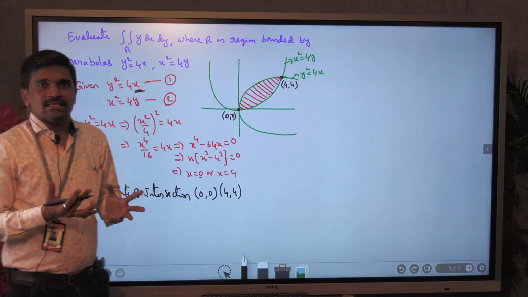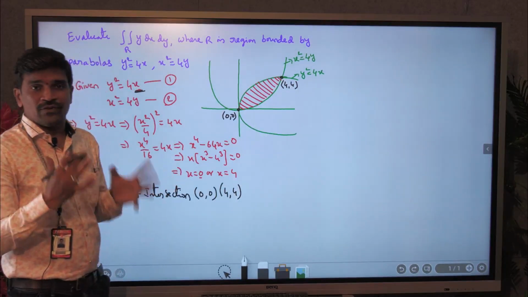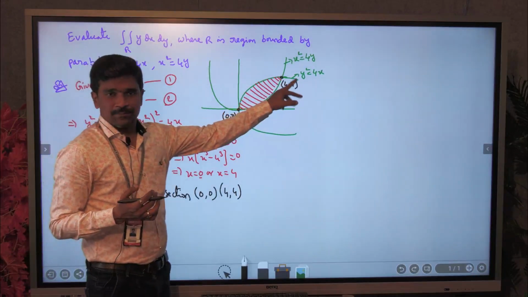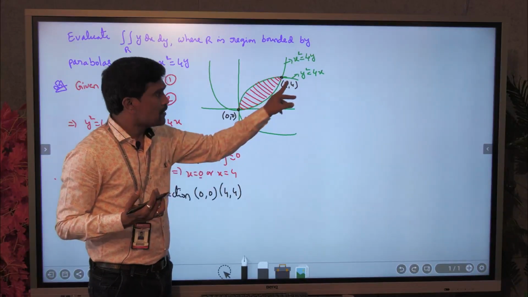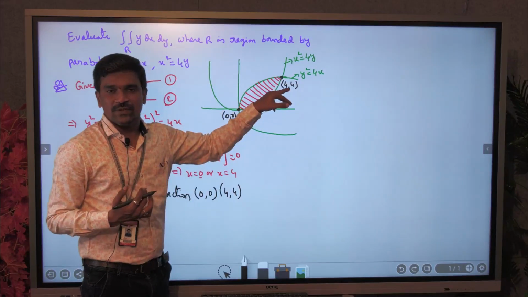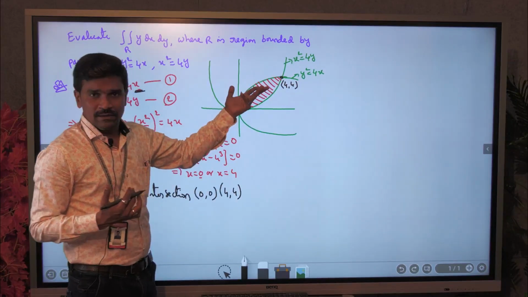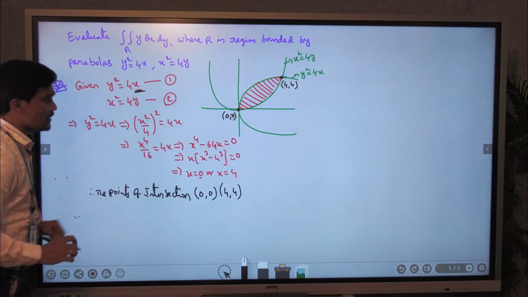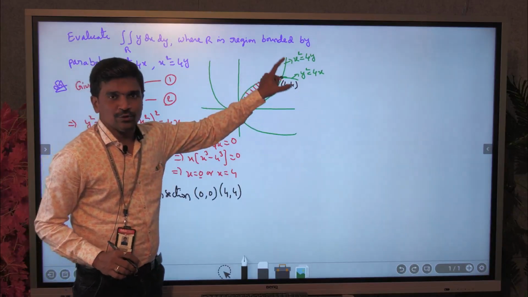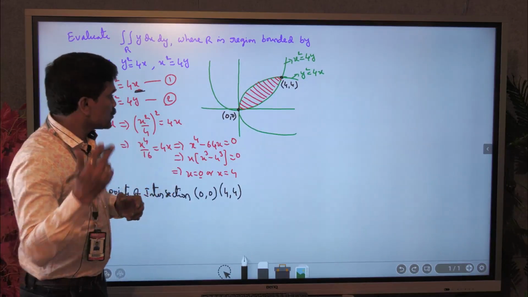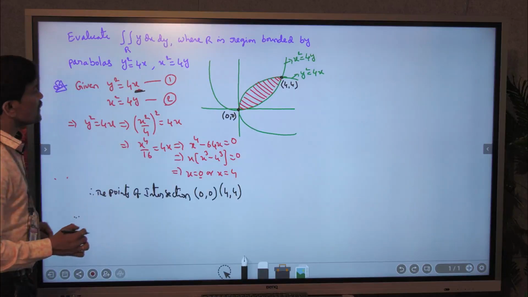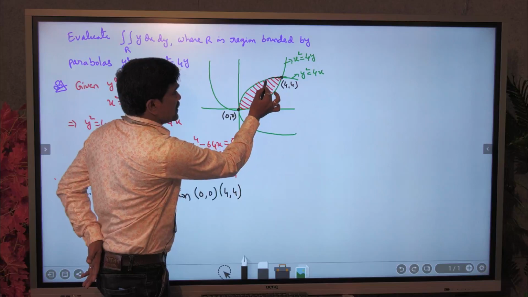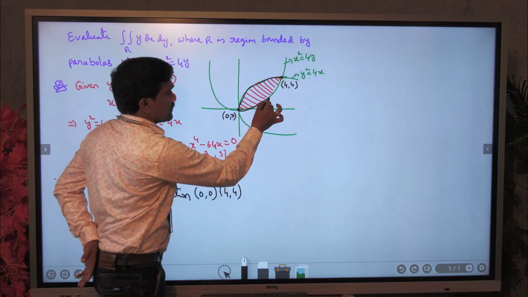Now to take x and y limits, first of all we have to fix one variable, right? So here we fix x. Here x varies from 0 to 4, y also varies from 0 to 4, so we can take any one. So if we fix x, we get x varies from 0 to 4. Then what about y? To get y limits, this is the required curve, right?